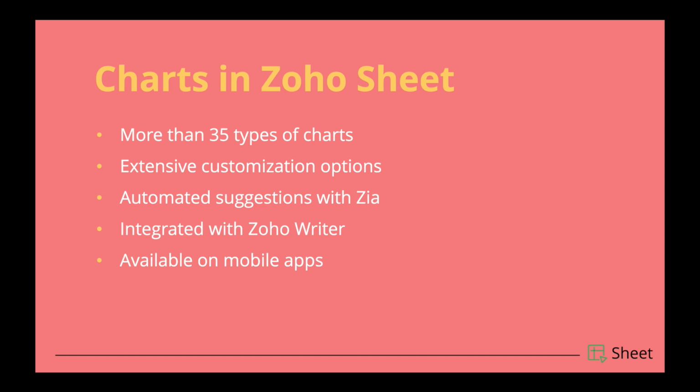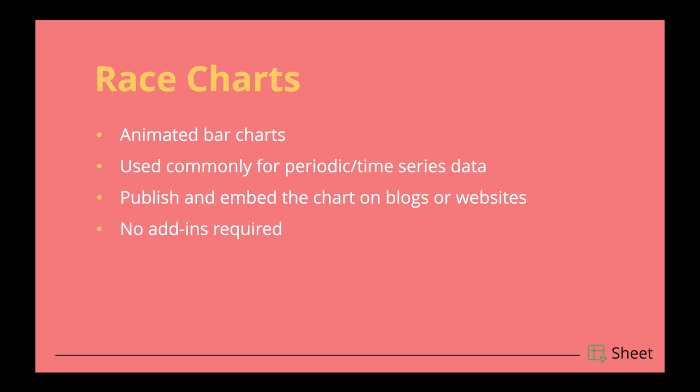Charts in Zoho Sheet are also integrated with Zoho Writer, that is an online word processing application. So you can simply copy and paste charts from Zoho Sheet to Writer, and you can also choose if you want the chart to update as and when the data in the spreadsheet changes. And finally, you can also visualize your data on the go using your smartphones or tablets with Zoho Sheet available for iOS and Android.